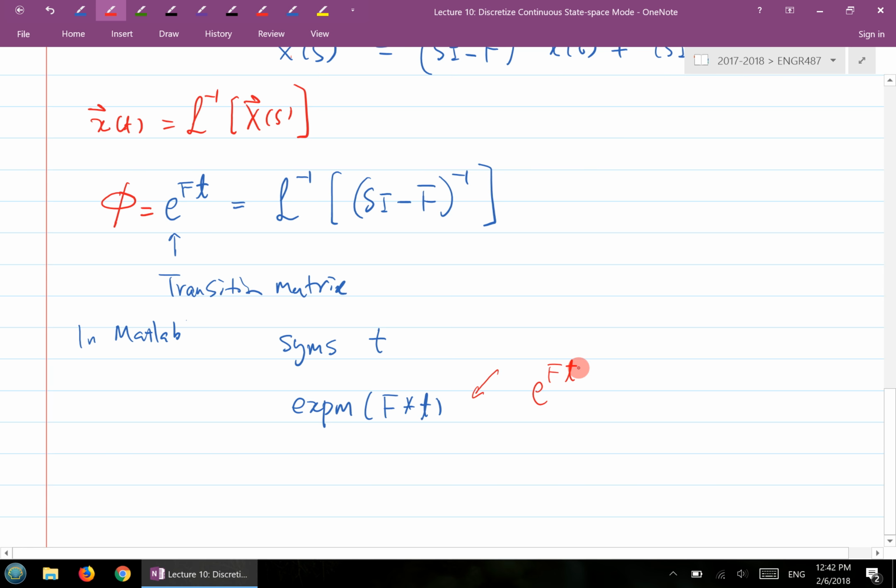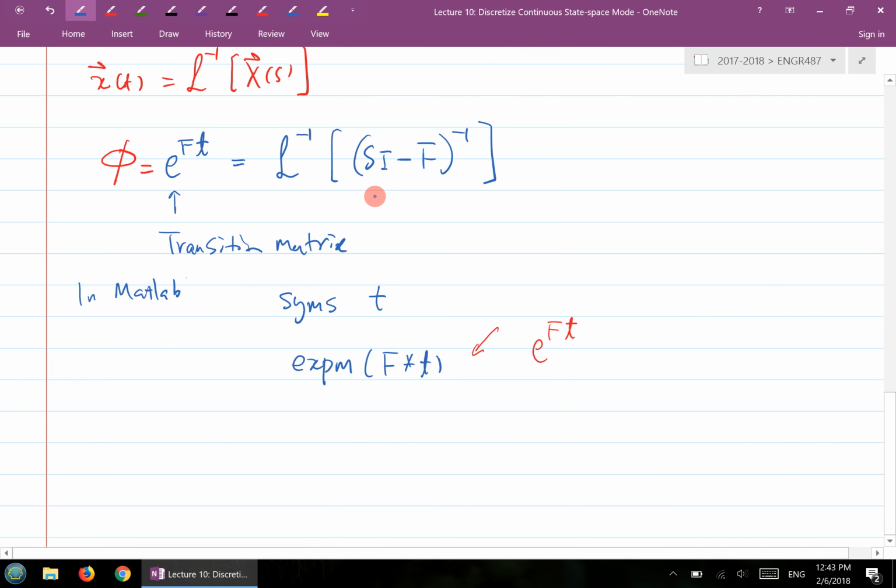This e to the power of ft is essentially another matrix, another n by n matrix. But I want you to be able to calculate this using this formula by hand. Not for very sophisticated matrices, maximum 2 by 2 should be enough.